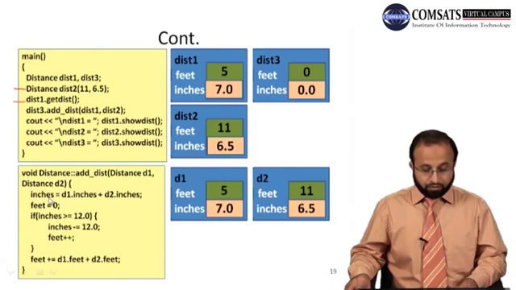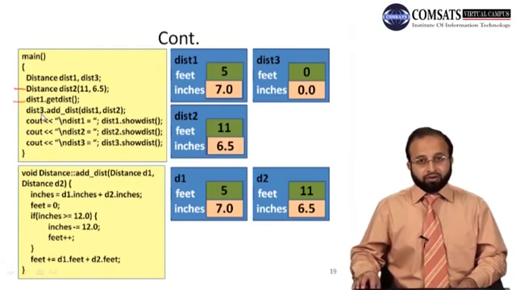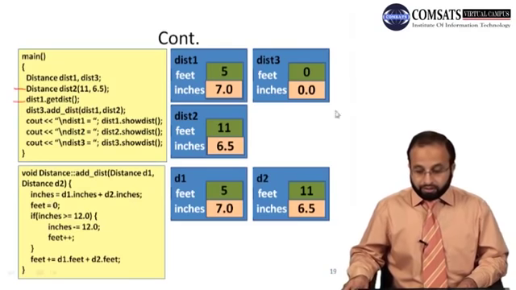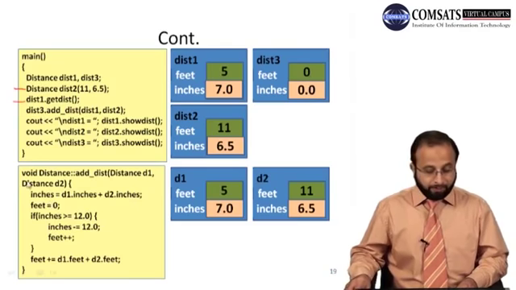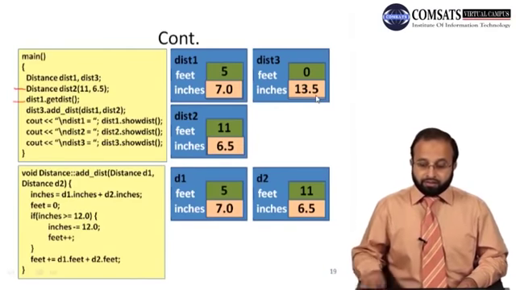Okay. Now the next thing is the inches and the feet. These inches and feet are the private data members of the object with which you have called the addDest function. With which object did you call the addDest function? You called it with dest3. So these are the private data members of dest3, which is this object, right? So inches is equal to d1 dot inches plus d2 dot inches. So what are d1's inches? 7 plus 6.5, that is 13.5. So that will be written over here in this place, right?